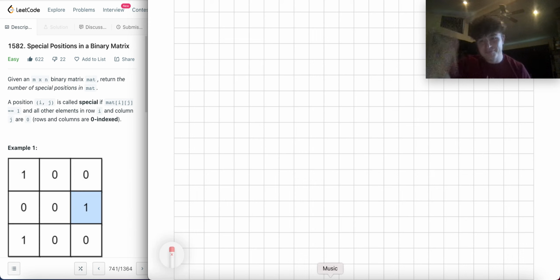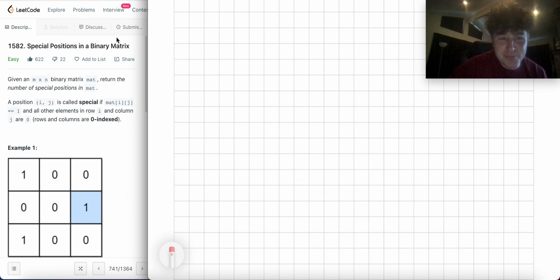Oh man. If Leetcode was a trade, I'd teach you all the tricks. This is special positions in a binary matrix.